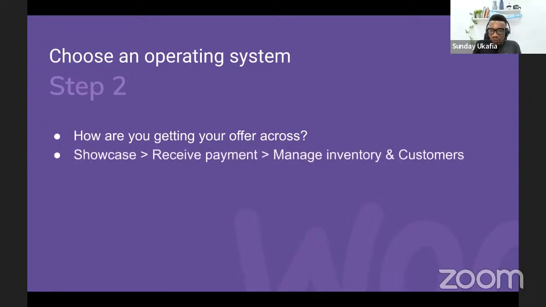An operating system in this context are the different platforms you are going to use. These platforms are to help you showcase your products. Because if people cannot see the product that you are selling, they cannot buy. So you have to be able to showcase, which is very important. You have to be able to receive payment. The money, of course, we all know how vital that is.